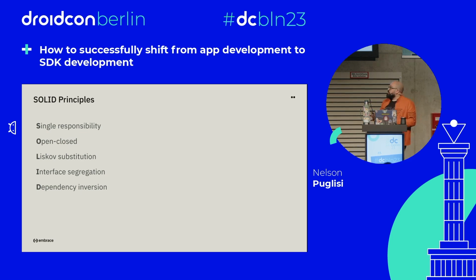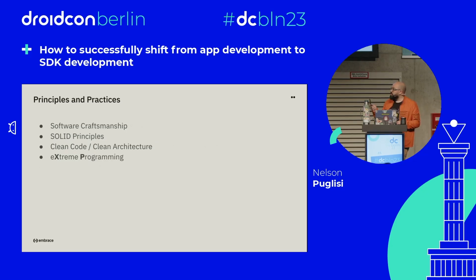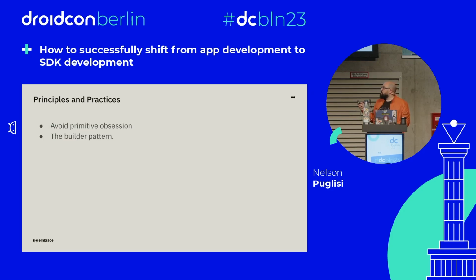There is another set of practices exposed by extreme programming, as I mentioned here. For example, pair programming or TDD will help your team be in good shape. A few that are very practical to present for SDK APIs are avoiding primitive obsession and using the builder pattern, which, for those who don't know, is very popular in the SDK world.